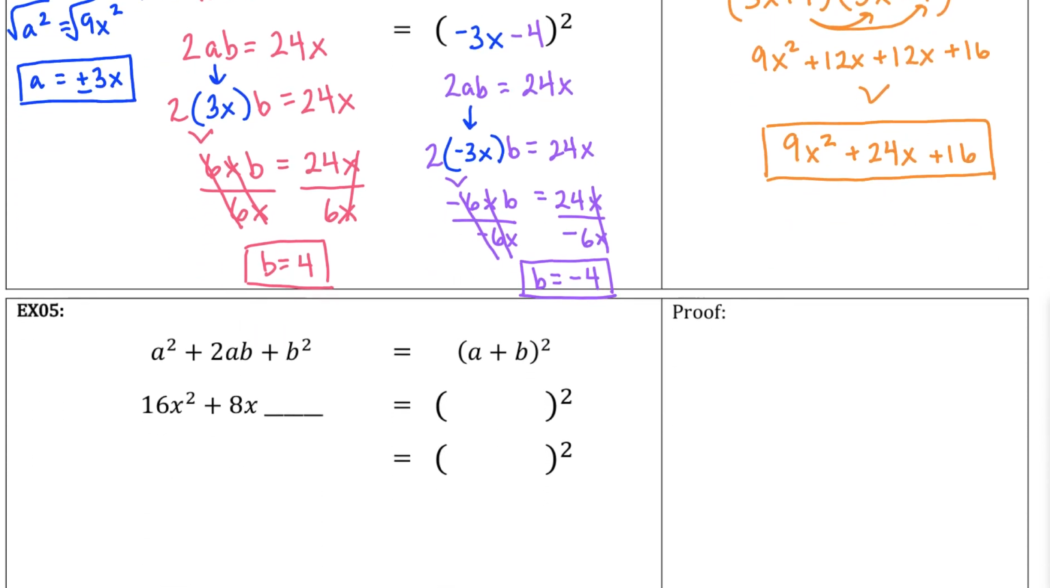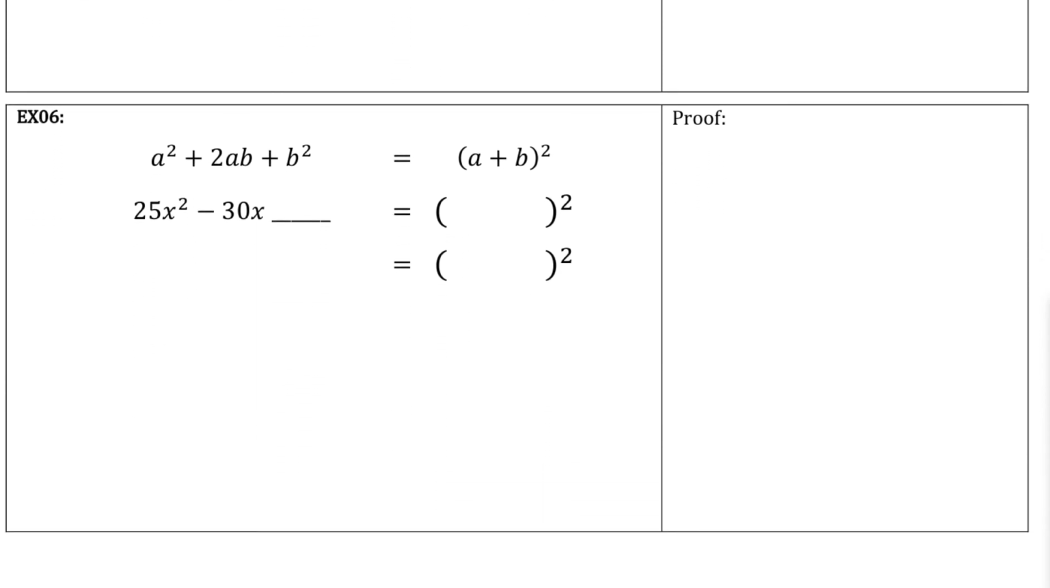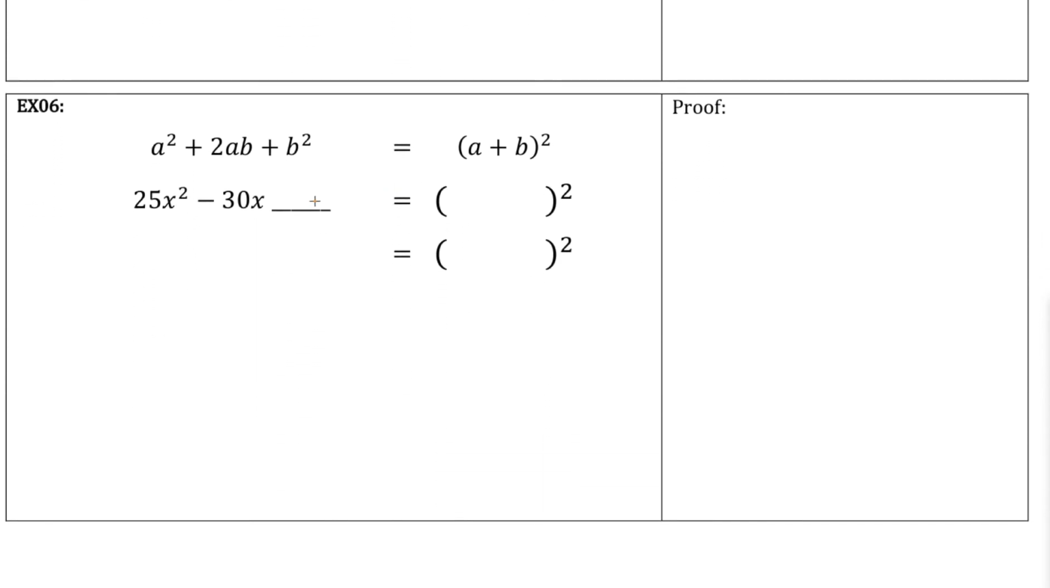Let's not do all these. I'm going to jump to the very bottom. So once again, I need to know b. I have a squared and I have 2ab. Let's figure this out. So we know that a squared is 25x squared. So if I square root that, a equals positive and negative 5x. Positive or negative 5x.